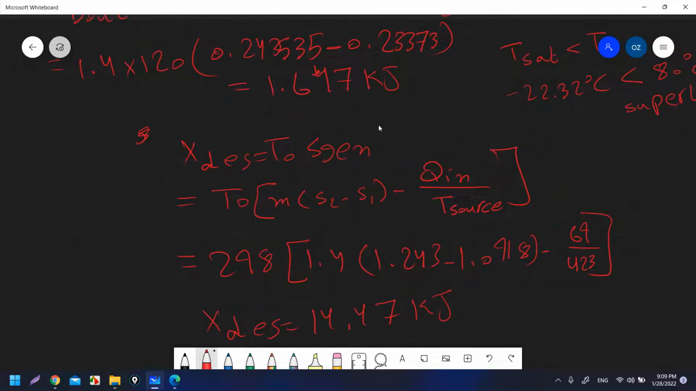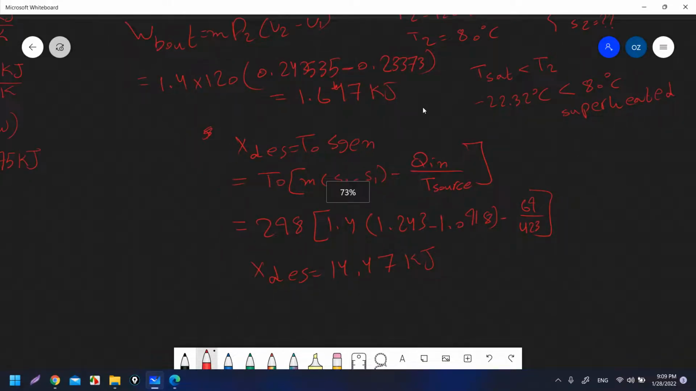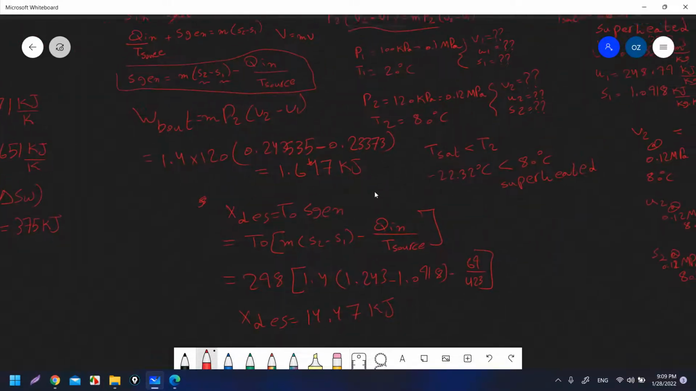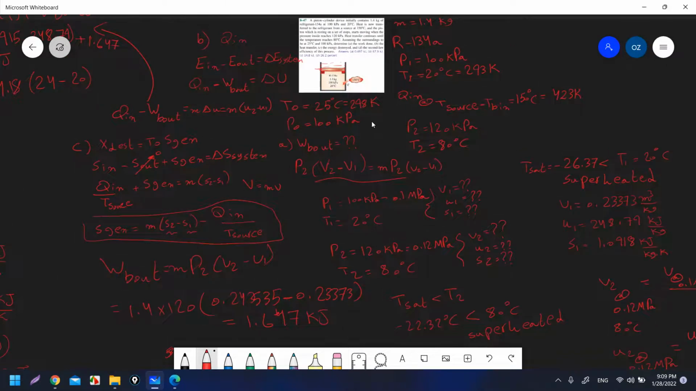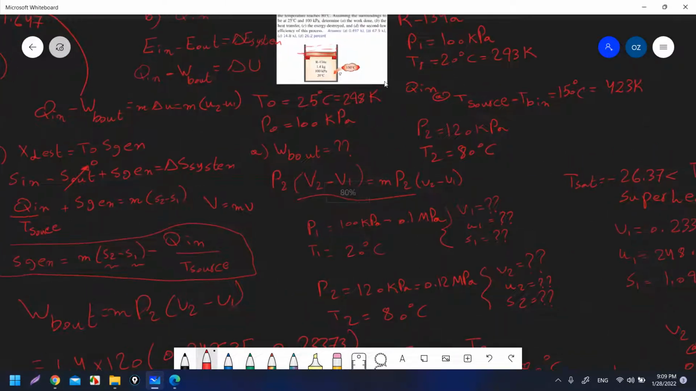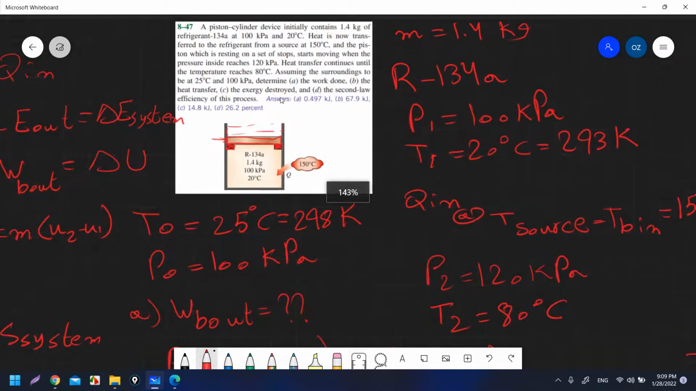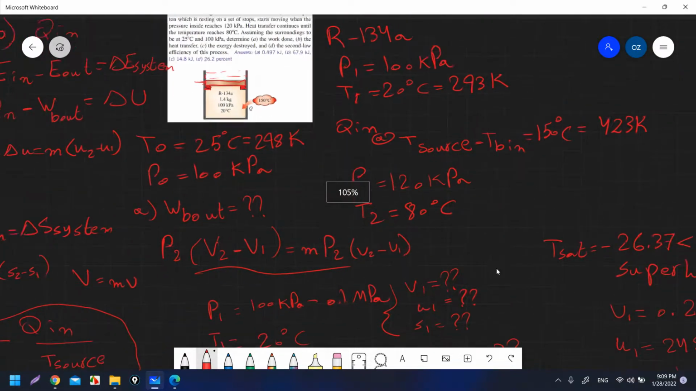Okay, for the last part, he wants to find the second law efficiency of this process.